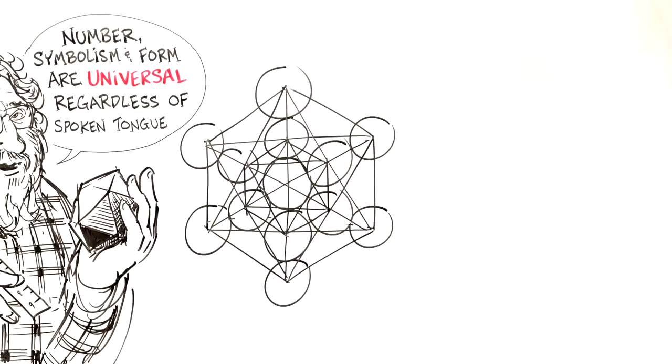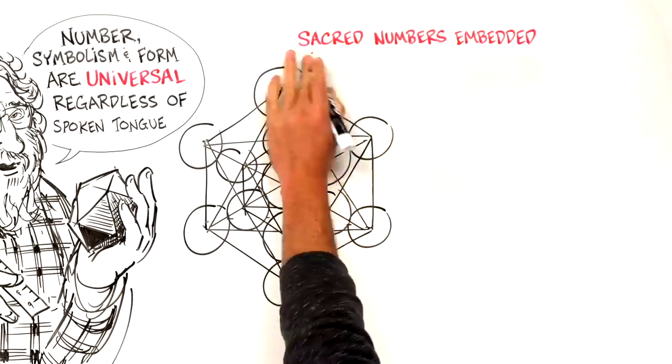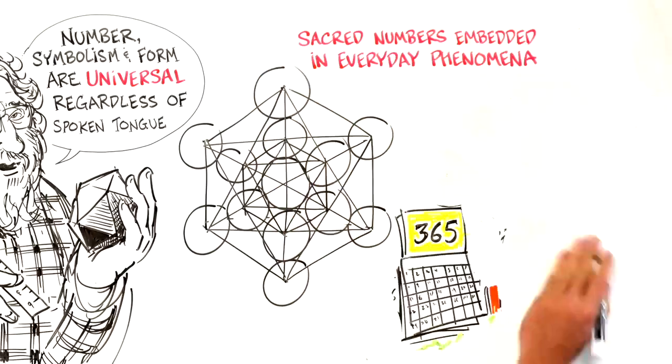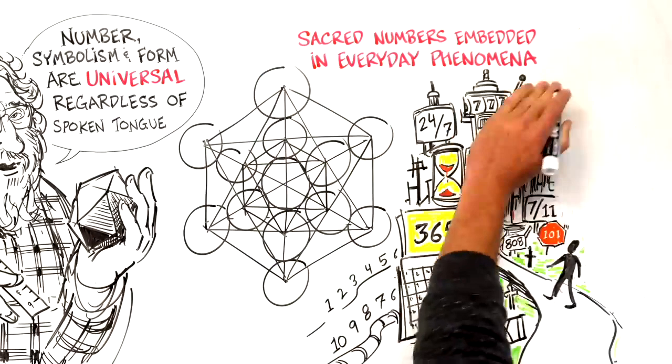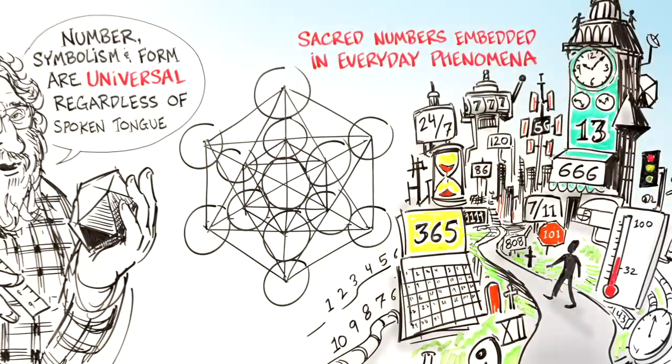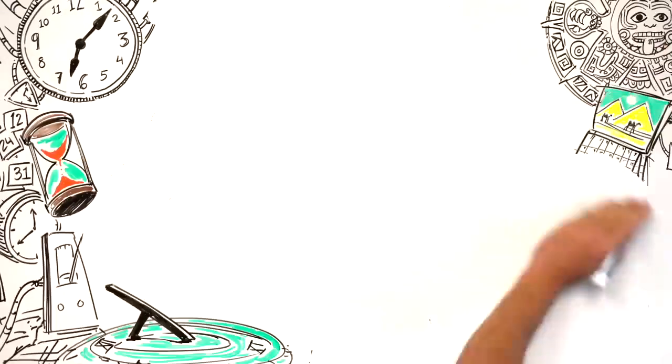So we're going to jump right into it here and talk about sacred numbers embedded in everyday phenomena. These are the things that we all pretty much think about and use on a daily basis without ever really pondering the fact that there's actually deep symbolism hidden within them.